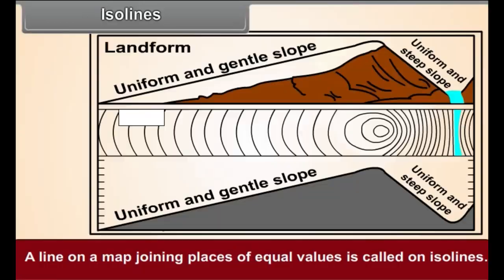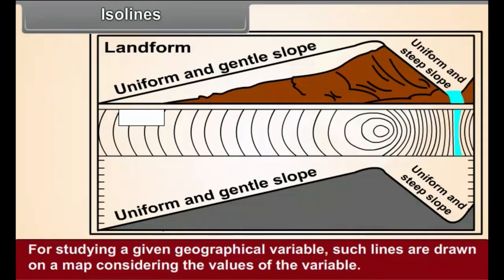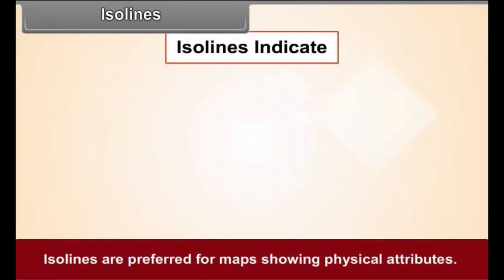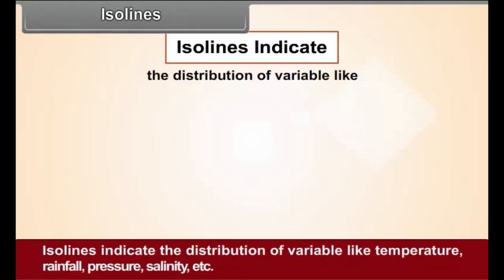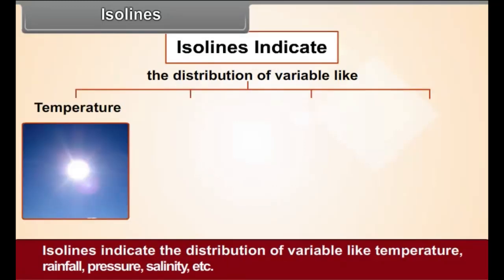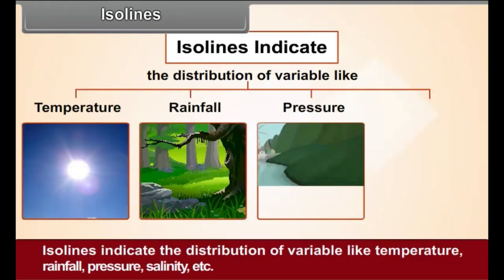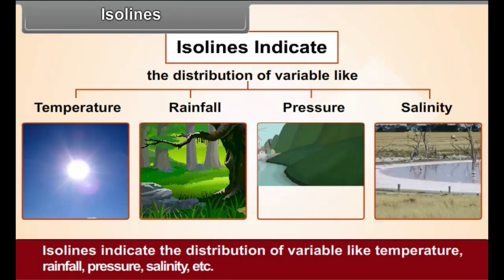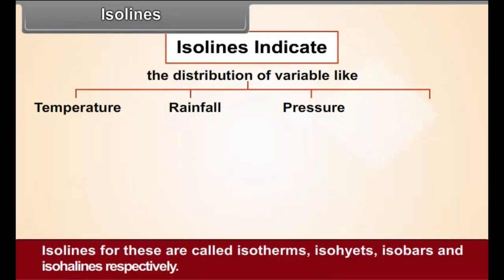Isolines. A line on a map joining places of equal values is called an isoline. For studying a given geographical variable, such lines are drawn on a map considering the values of the variable. Isolines are preferred for maps showing physical attributes. Isolines indicate the distribution of variables like temperature, rainfall, pressure, salinity, etc. Isolines for these are called isotherms, isoheights, isobars, and isohalines respectively.